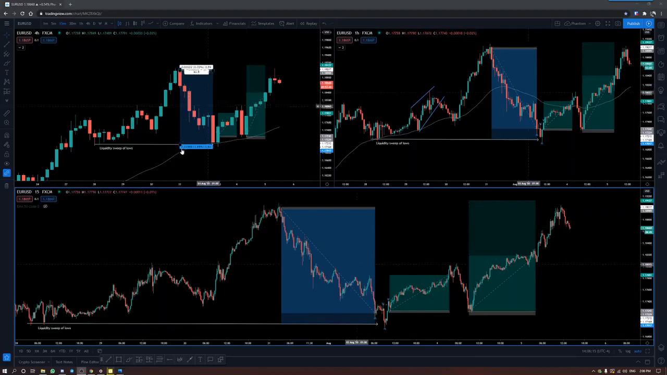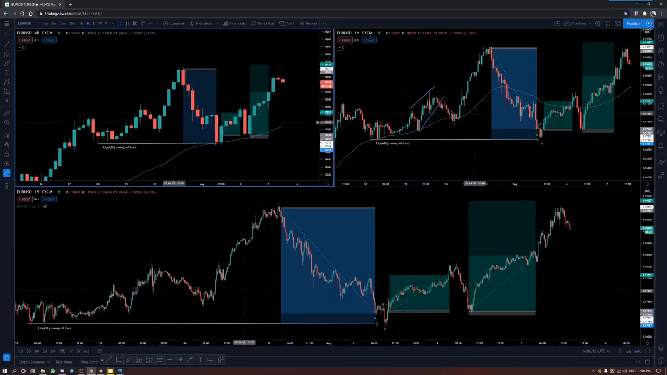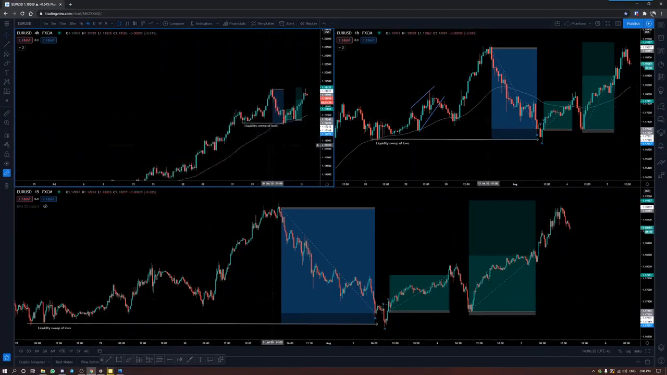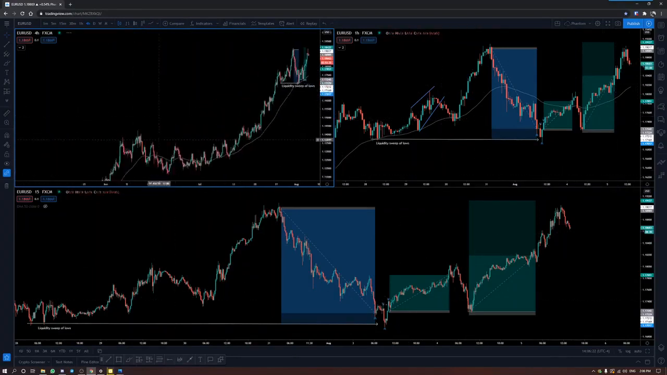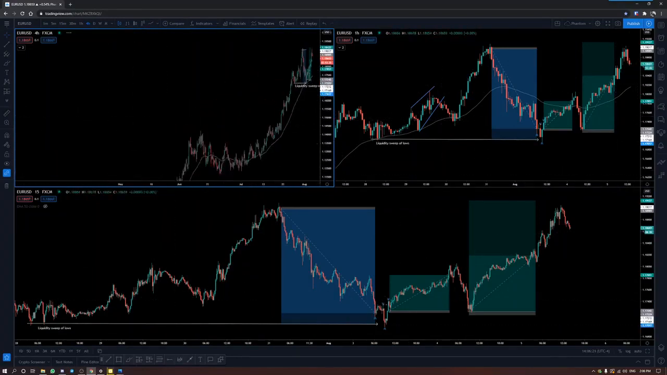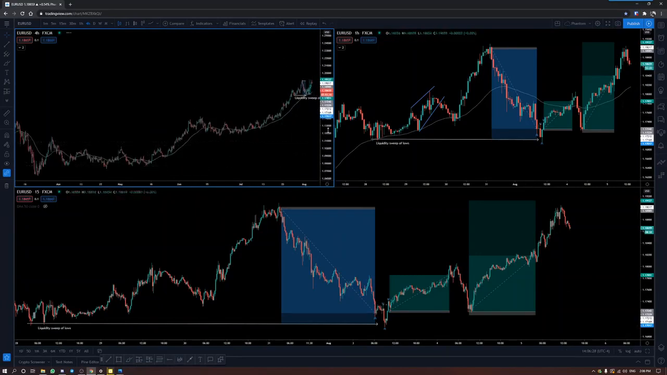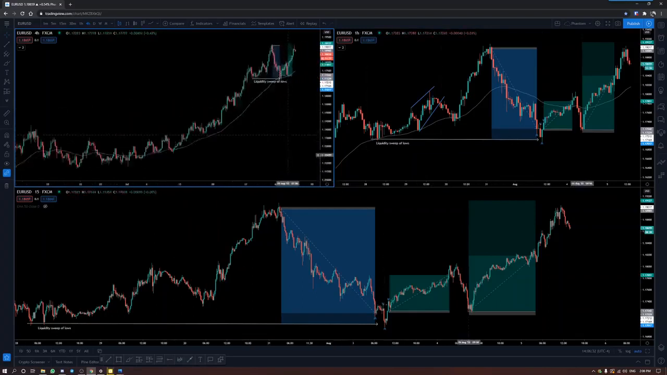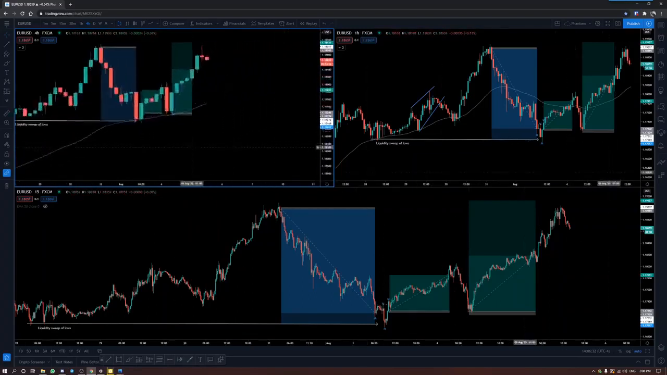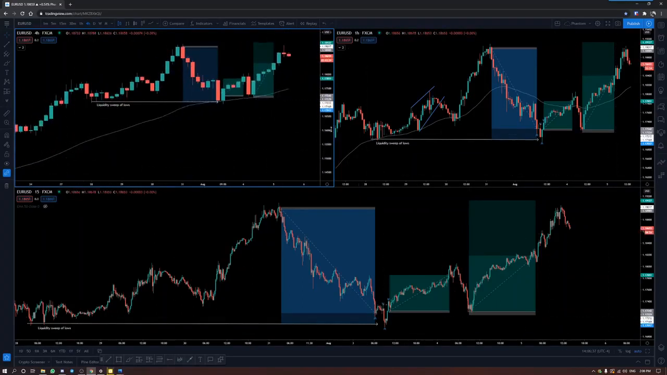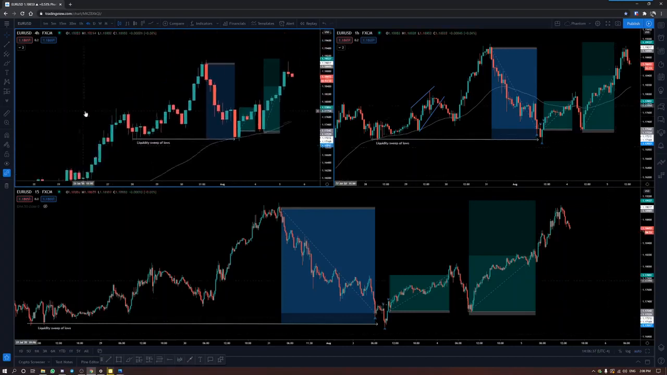So let's get started looking at the higher time frame, the 4-hour chart. What we can see, if we scrunch our chart a little bit, is that Euro US dollar has been on a pretty strong uptrend. We've been putting in higher highs and higher lows, and it basically seems like this thing is shooting to the moon.